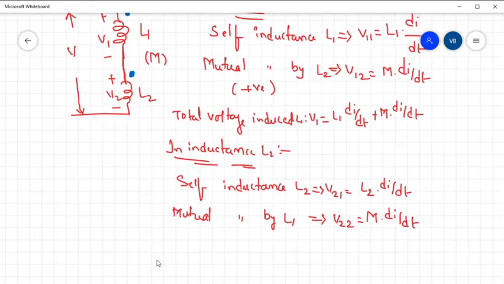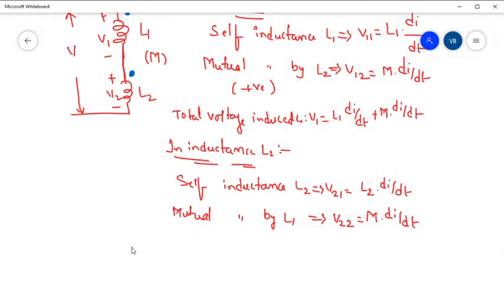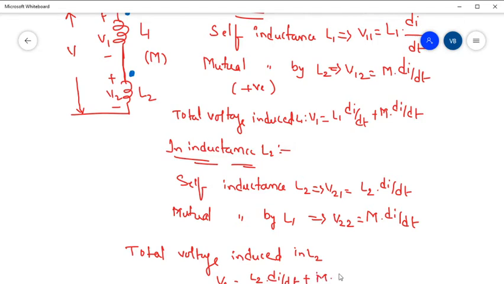So what is the total voltage induced in inductor L2? We can take V2 equals L2 into di by dt, the self-inductance of L2, plus M into di by dt. Okay, so this is about electrical coupling.